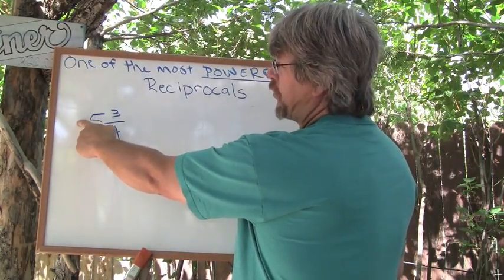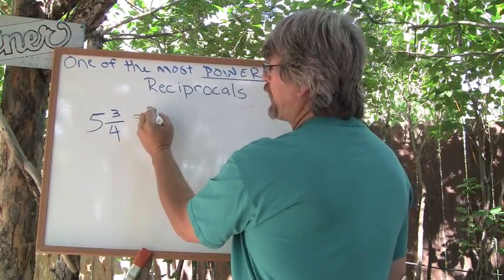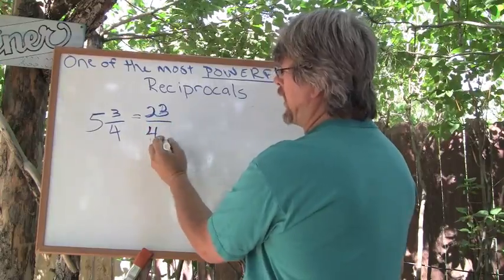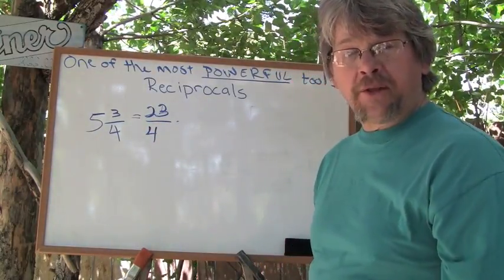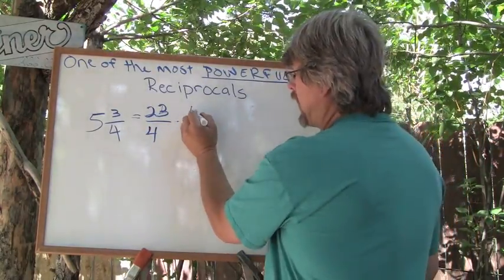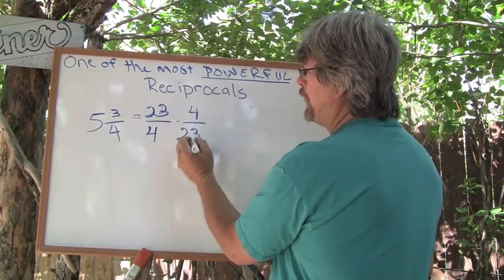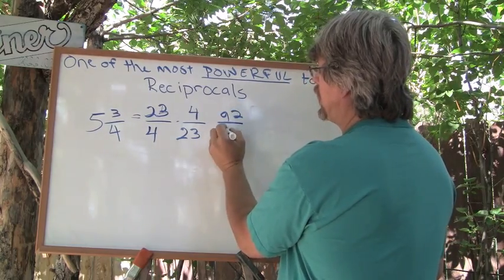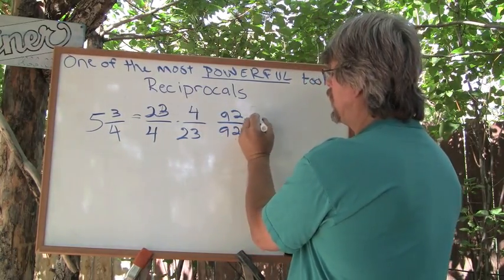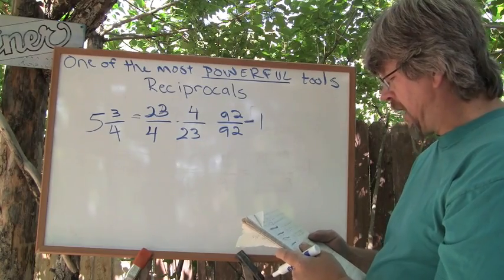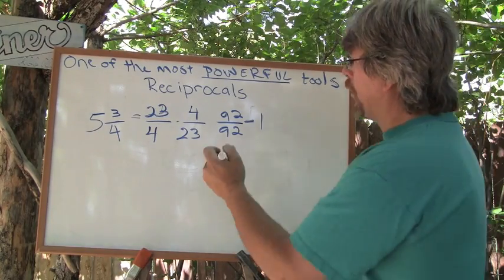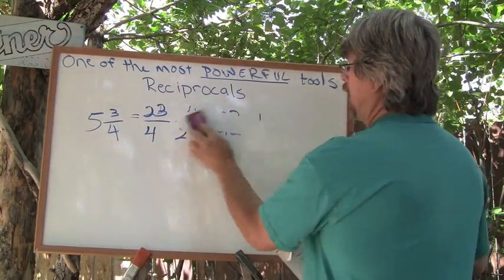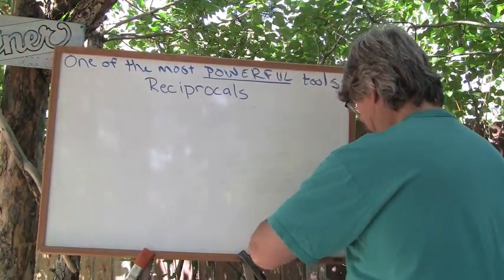4 times 5 is 20, plus 3 is 23, and you retain the denominator. Now you simply multiply 23/4 by its reciprocal, 4/23, and that's going to be 92 over 92, which equals 1. If I've done my math right. Oh, 94, sorry. Well, 92. That's how reciprocals work.